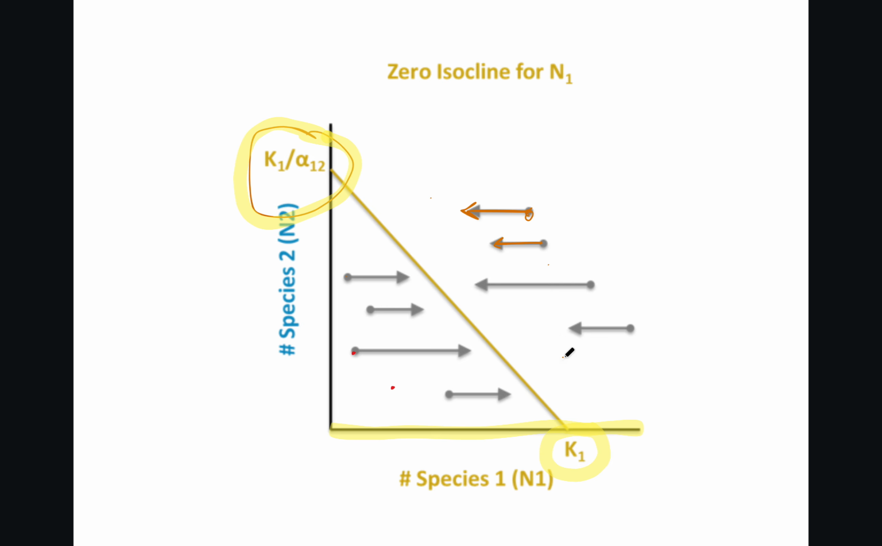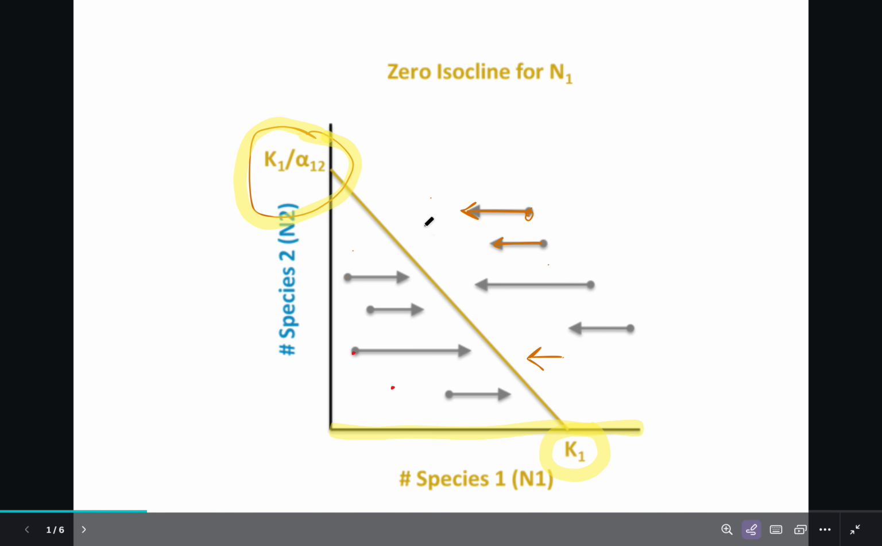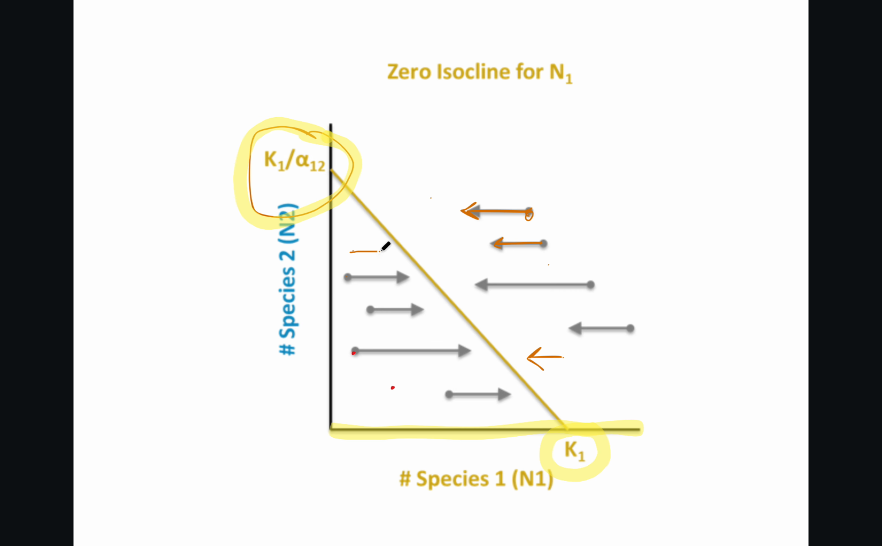So for any random point that is above our line, we're going to go left, which represents a reduction in our population. And if you're below the carrying capacity or below this isocline, we're going to go right to represent an increase in our population.